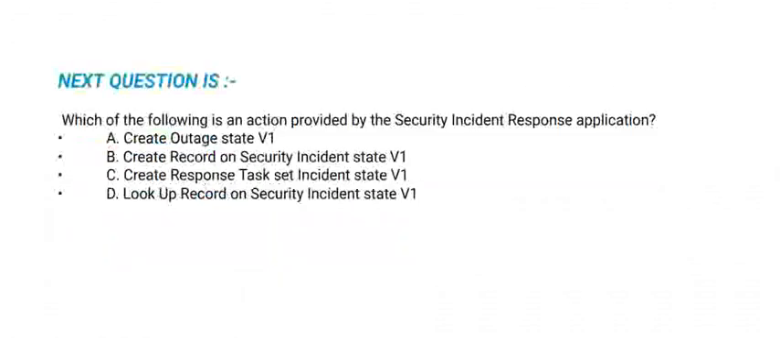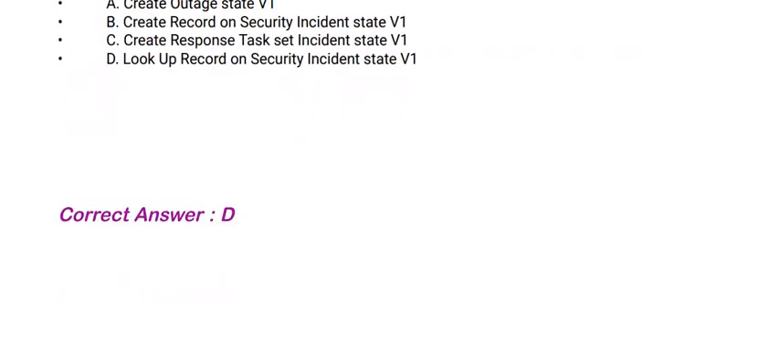Next question is, which of the following is an action provided by the security incident response application? Options are option A, create outage state V1. Option B, create record on security incident state V1. Option C, create response task set incident state V1. And option D, lookup record on security incident state V1. The correct option is option D.